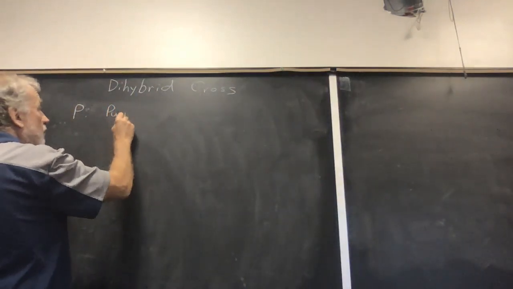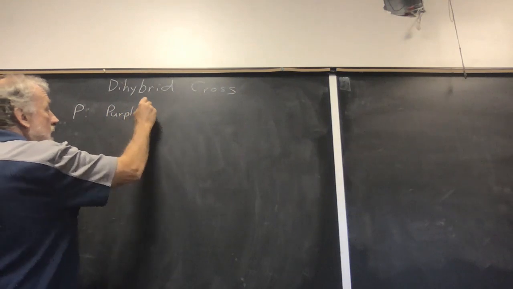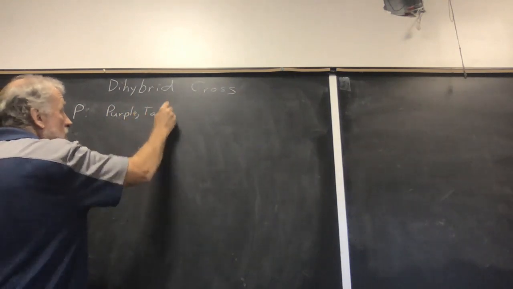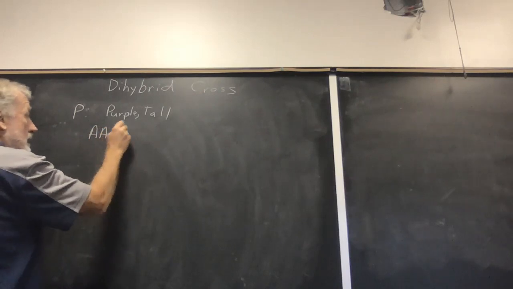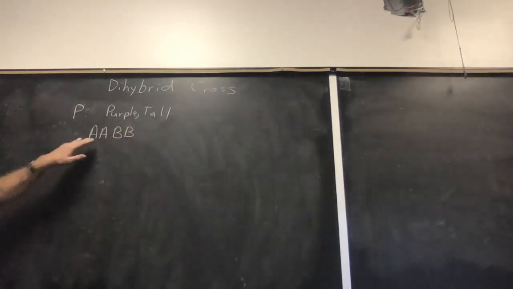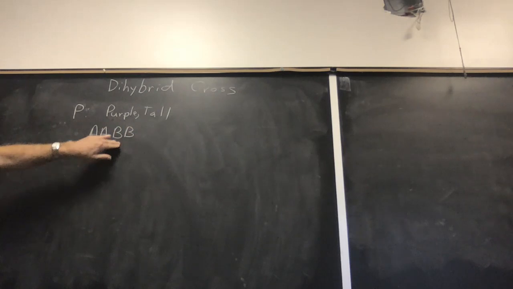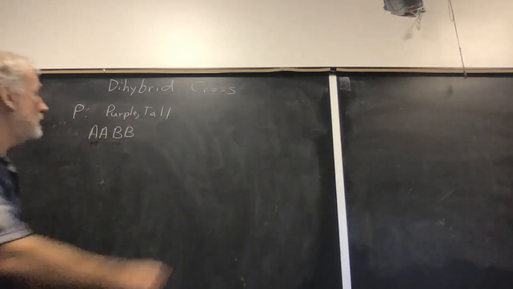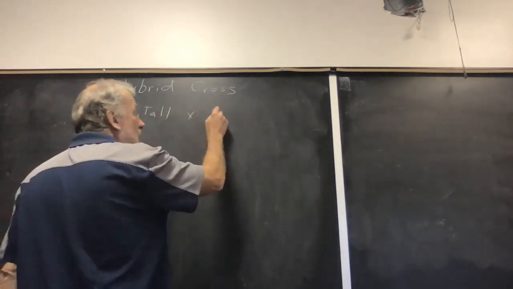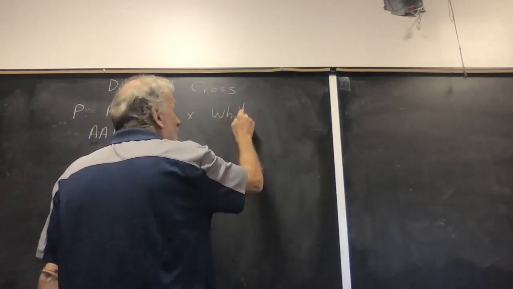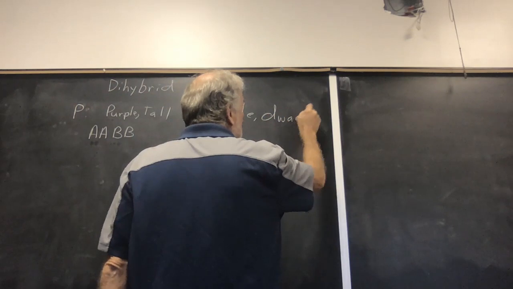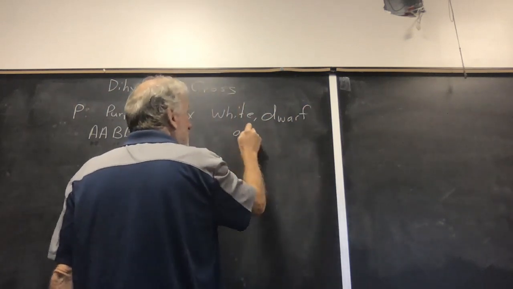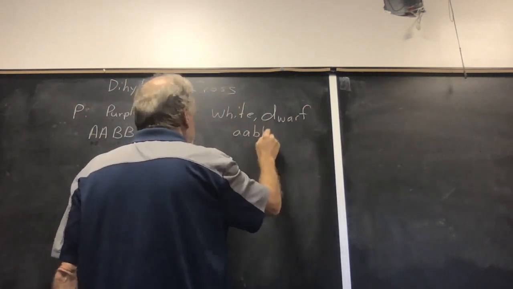In the parental generation, plants that have purple flowers and are tall in stature. Gene A controls flower color, gene B plant size. We'll cross them with plants that have white flowers and are dwarf in size. Recessive traits.